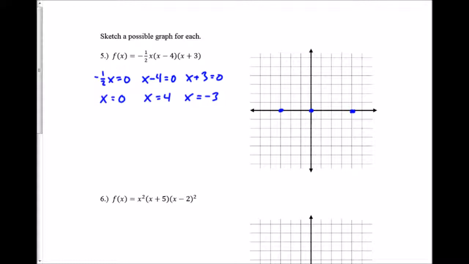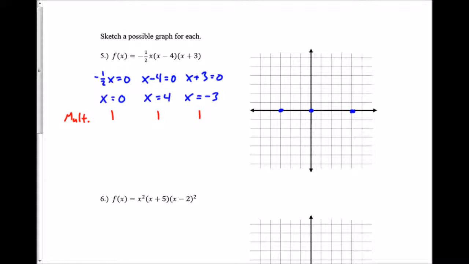And now from here, I just need to decide what's happening with this. So I'm going to look at the multiplicity of each of these. When you look at multiplicity, you're looking at how many times I get each of these solutions. I got this solution once, this solution once, and this solution once. And what that tells me in terms of multiplicity, if the multiplicity is odd, I'm going to pass through the x-axis. And if the multiplicity is even, I'm just going to touch the x-axis. So for this one, I'm going to pass through each time.